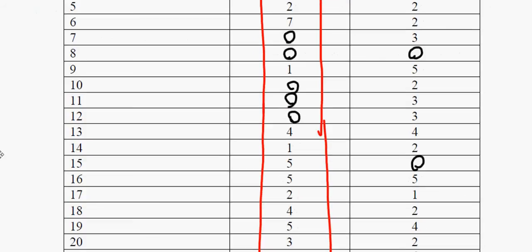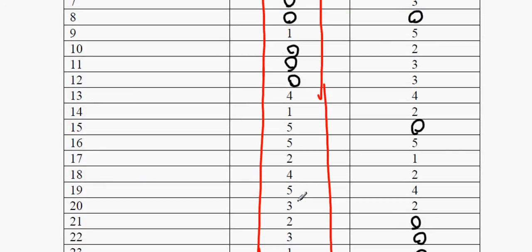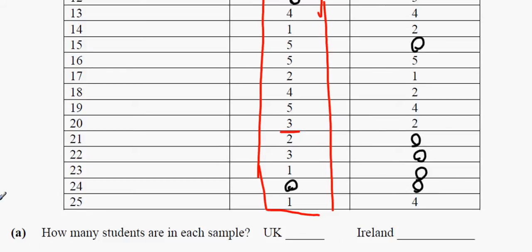4 plus 1 plus 5 plus 5 plus 2 plus 4 plus 5 plus 3 plus 3. I'm currently here. Plus 2 plus 3 plus 2. Okay, I got 50 students from the UK, and now I'm going to count up Ireland.